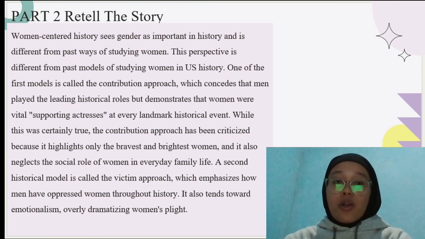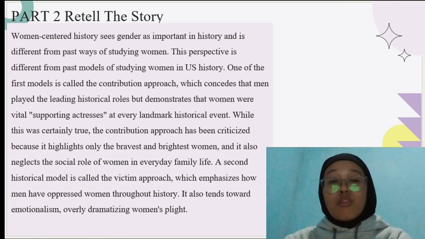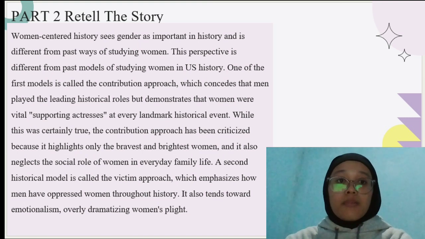At every landmark historical event. While this was certainly true, the contribution approach has been criticized because it highlights only the bravest and the brightest women, and it also neglects the social role of women in everyday family life.